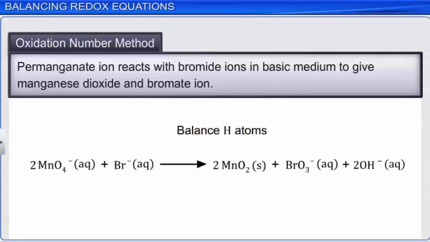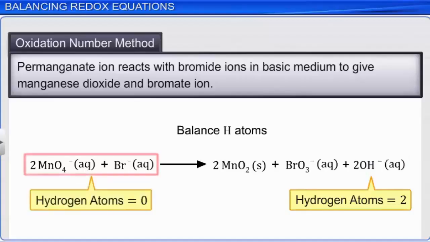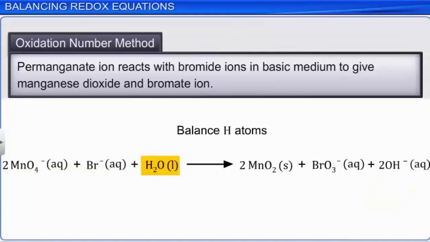In this case, we have 2 hydrogen atoms on the right-hand side and no hydrogen atoms on the left-hand side. Hence, add 1 water molecule on the left-hand side to balance the hydrogen atoms. Now, also check the oxygen atoms. If the numbers of oxygen atoms on the reactant and product side are same, then we can say that the equation represents a balanced redox reaction.